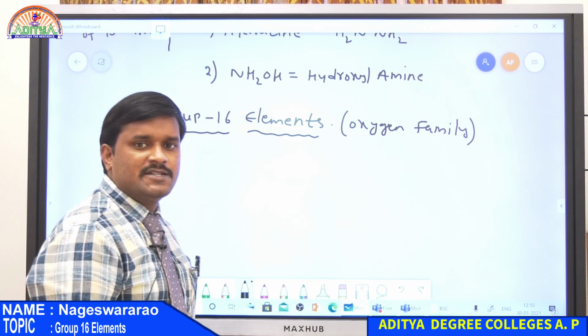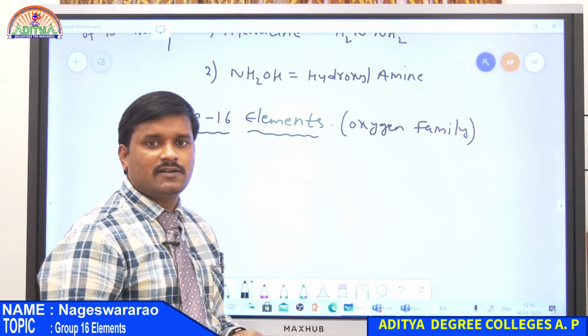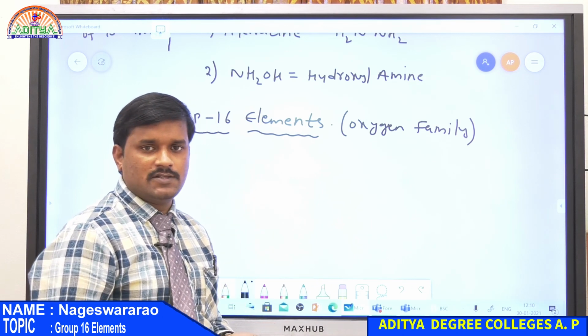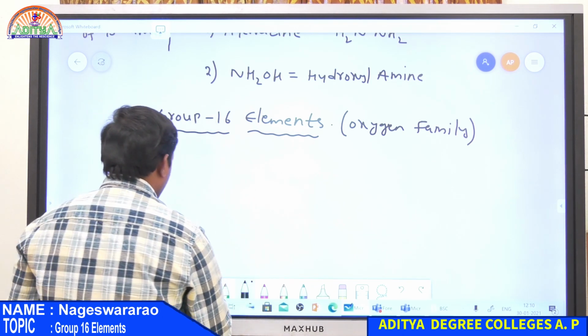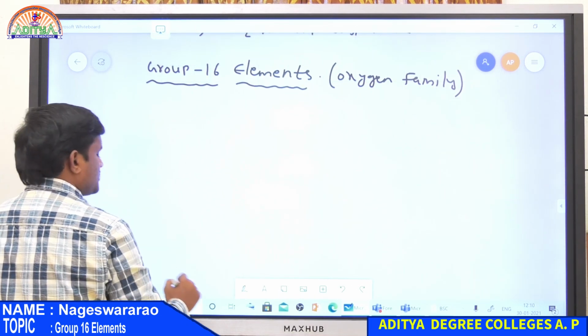So what are the elements present in the oxygen family, what are the physical properties, and what are the compounds of the oxygen family? These are the topics in our 16th group. First one, elements. So the elements present in the 16th group.